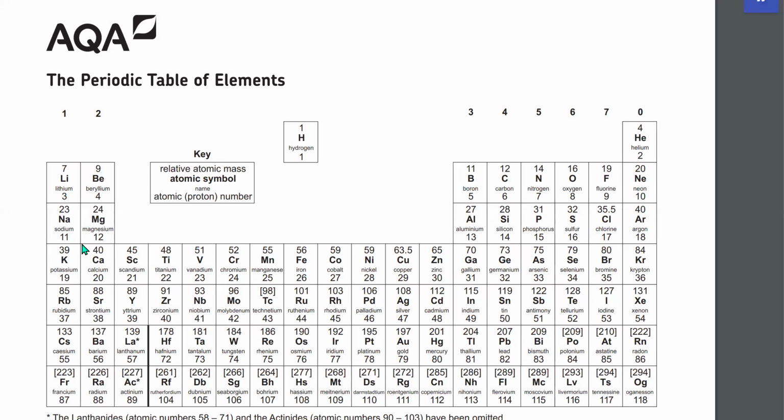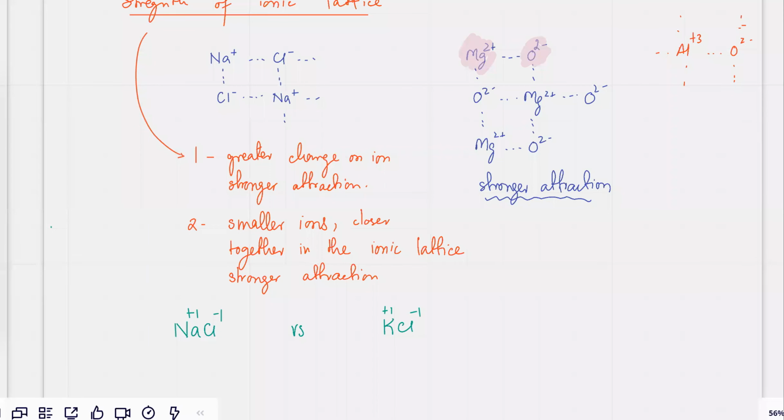If you look at the periodic table, Na comes above K. So Na is smaller in size. K over here is bigger in size. Sorry, Na is smaller, and K has a lot more electrons. It's bigger in size when you move down the group. So K has a bigger ion. That means the ions are not tightly packed and they're not close enough. So the attraction would be weaker. This one is a smaller ion.